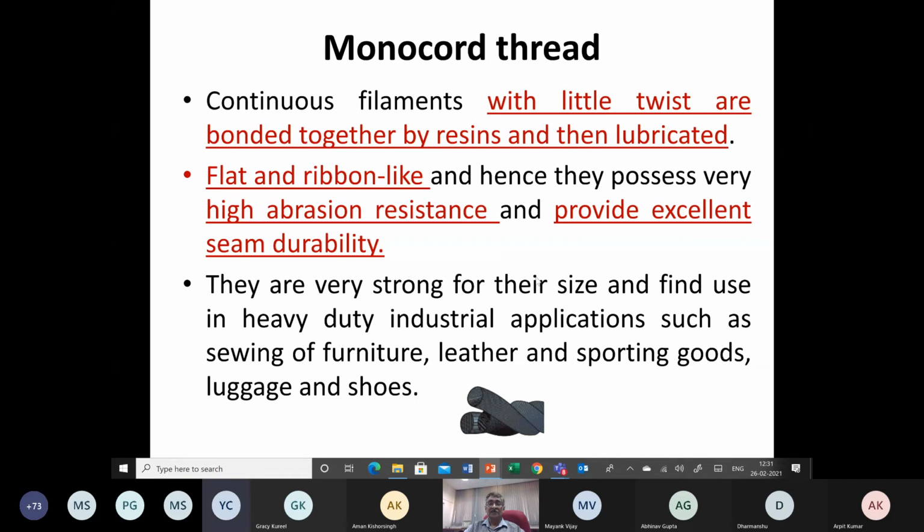And they are very strong for their size, even higher than the twisted multi-filament thread. They are used for heavy-duty industrial applications, such as sewing furniture, leather, sporting goods, luggage, shoes, very sturdy, heavy materials, where you need very strong strength for the stitched product. So when you have to use one of the strongest threads, they always use the monocord thread.